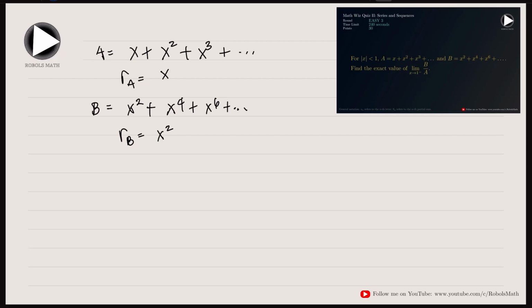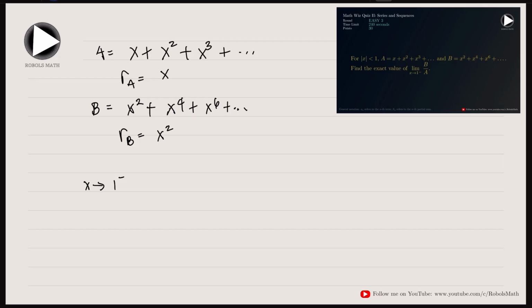Now for these two series, since they are both geometric, all we have to know now is if both of them converge. And if so, we can use the formula for a geometric series. Now we are asked to find the limit as x approaches 1 from the left, which means that x is less than 1. And that satisfies the criterion for a converging geometric series.